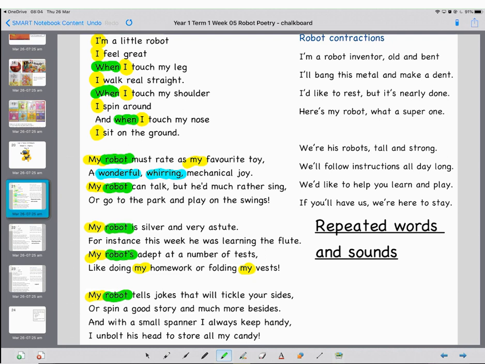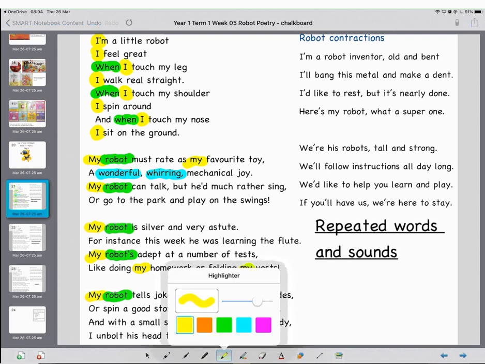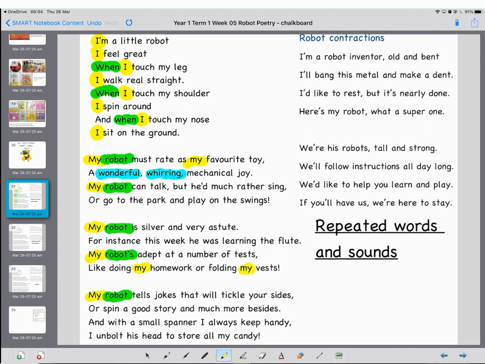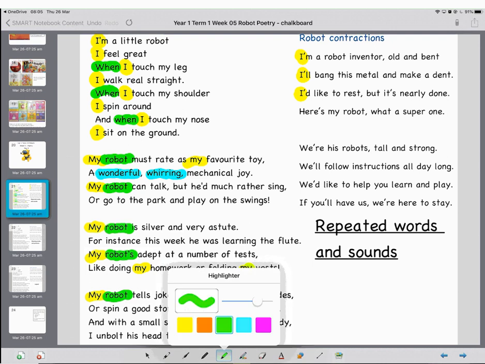Right. Okay, so now let's look at the last poem. And the last poem has got one main repetition in the first stanza, and then a different repetition in the second stanza. So it's I'm a robot inventor, old and bent. I'll bang my metal and make a dent. I'd like to rest, but it's nearly done. Here's my robot, a super one. Then the second stanza is taken from the point of view of the robot.